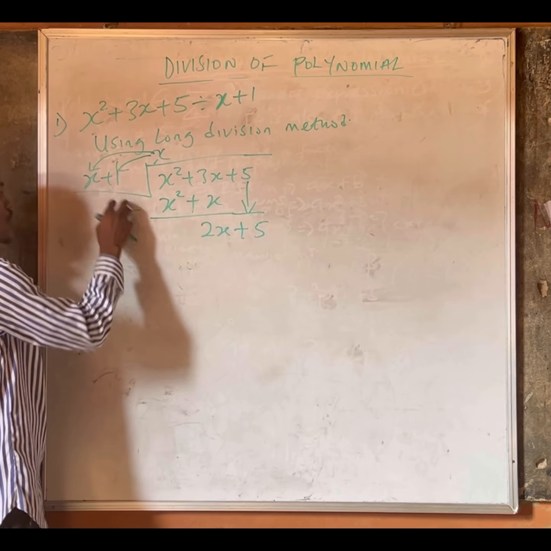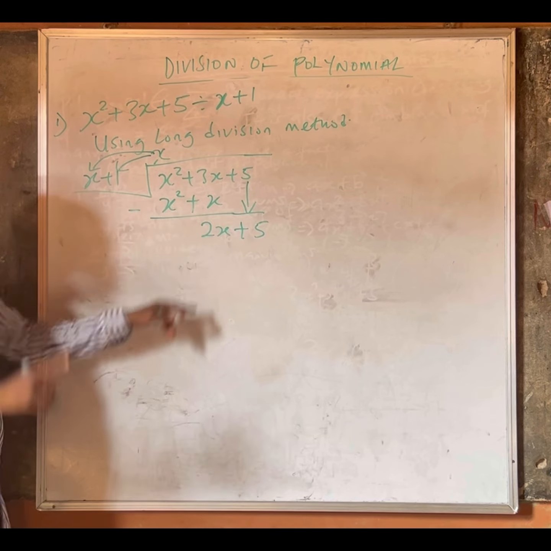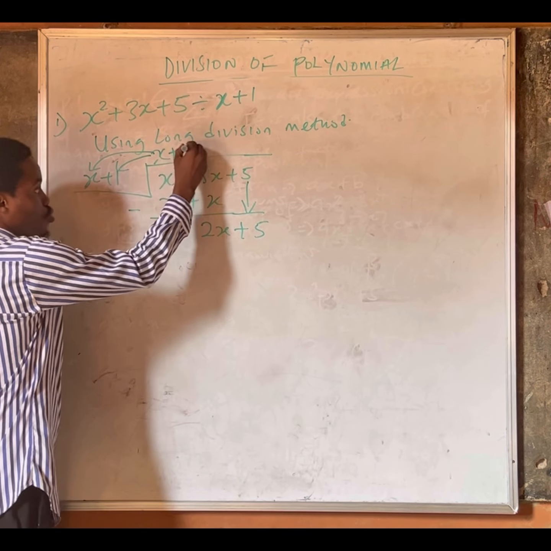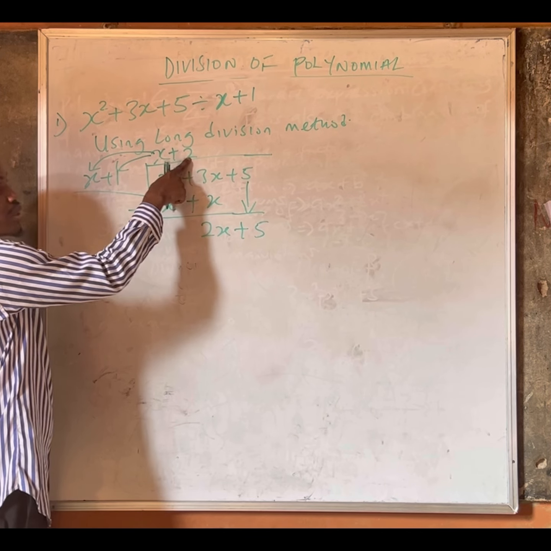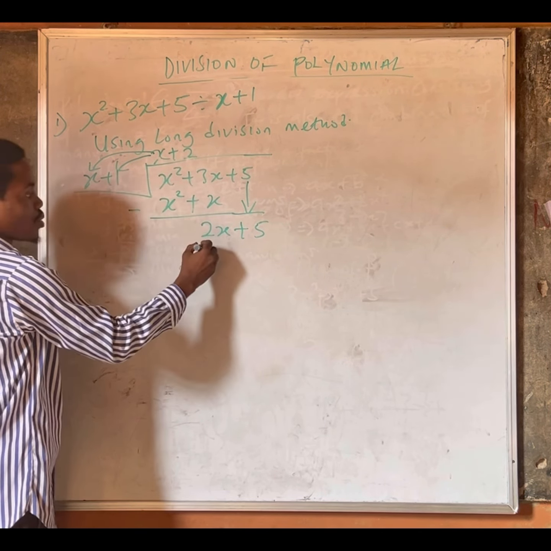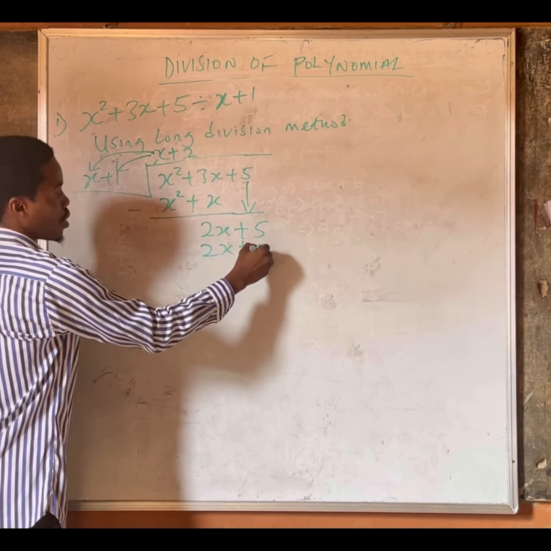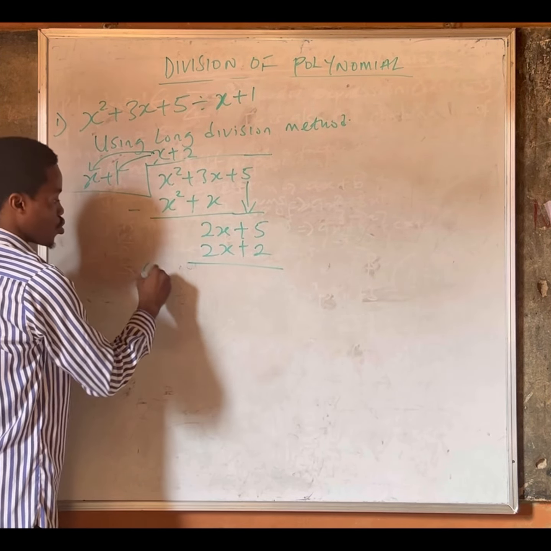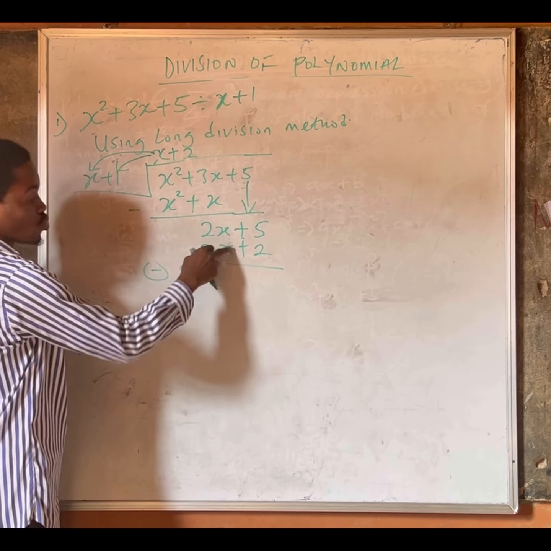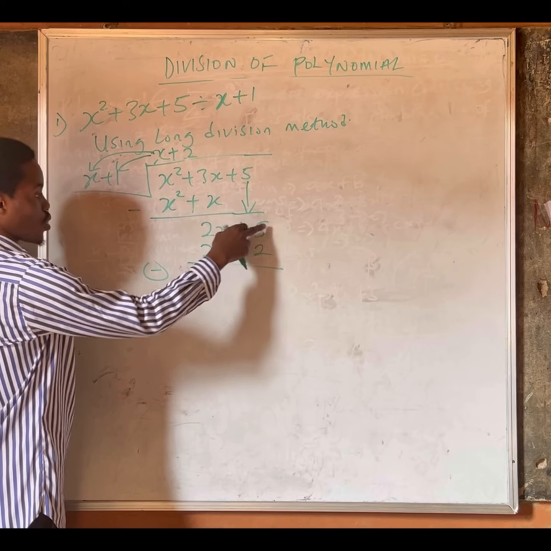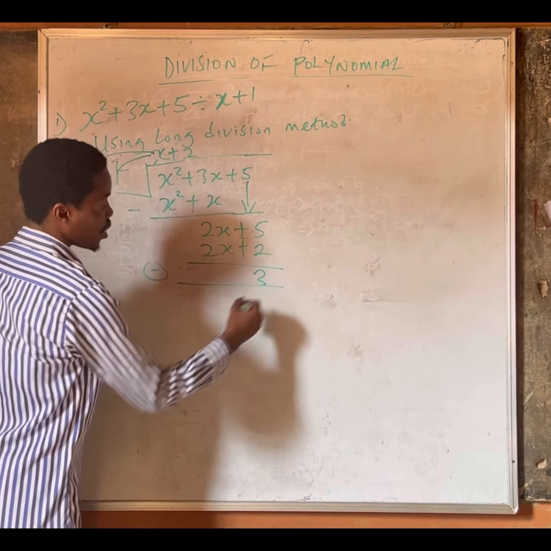How many x plus 1 can we see in 2x plus 5? x into 2x, we see 2. We have to multiply these 2 by this. 2 times x, we have 2x, plus 2 times 1, we have 2. Then what are we going to do? We are going to subtract: 2x minus 2x is 0, plus 5 minus 2, we get what? 3. It means we have our remainder.